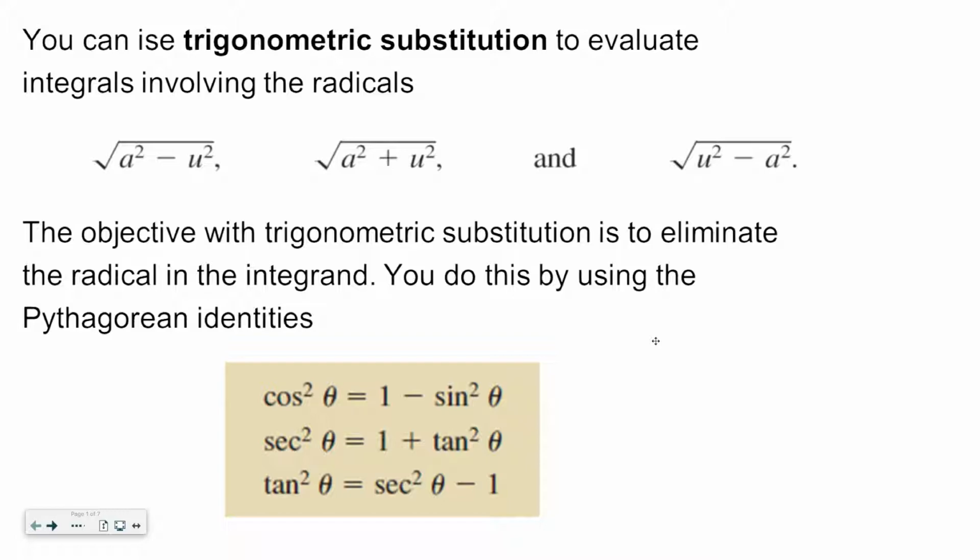So what's going to happen is we are going to have some integrals that involve potentially one of these radicals, or sometimes we might have u squared minus a squared to the 3 halves power. So it doesn't necessarily have to be a straight up radical. It could be a fractional power, as long as the root is 2.